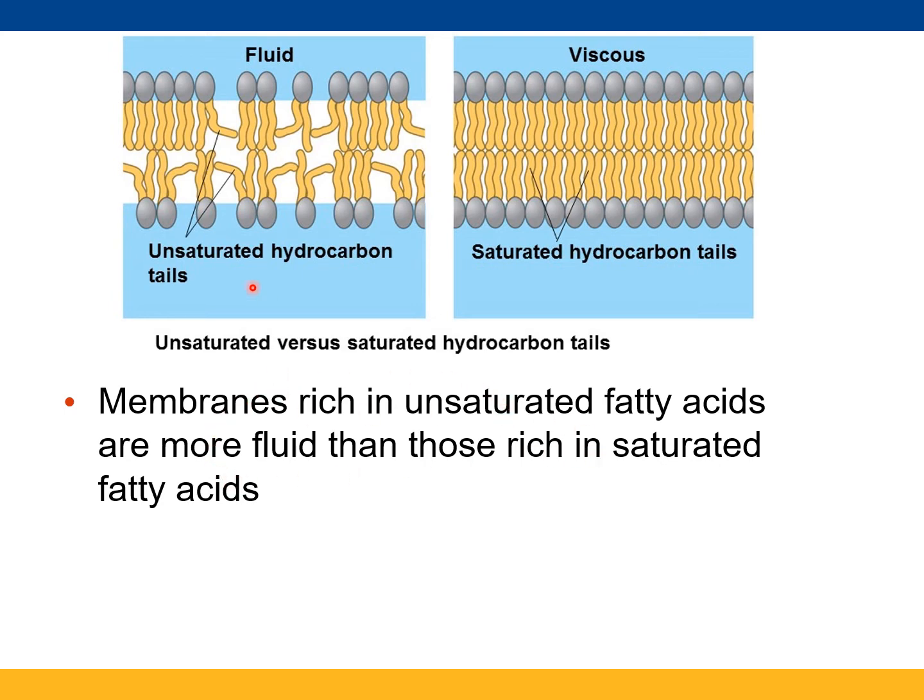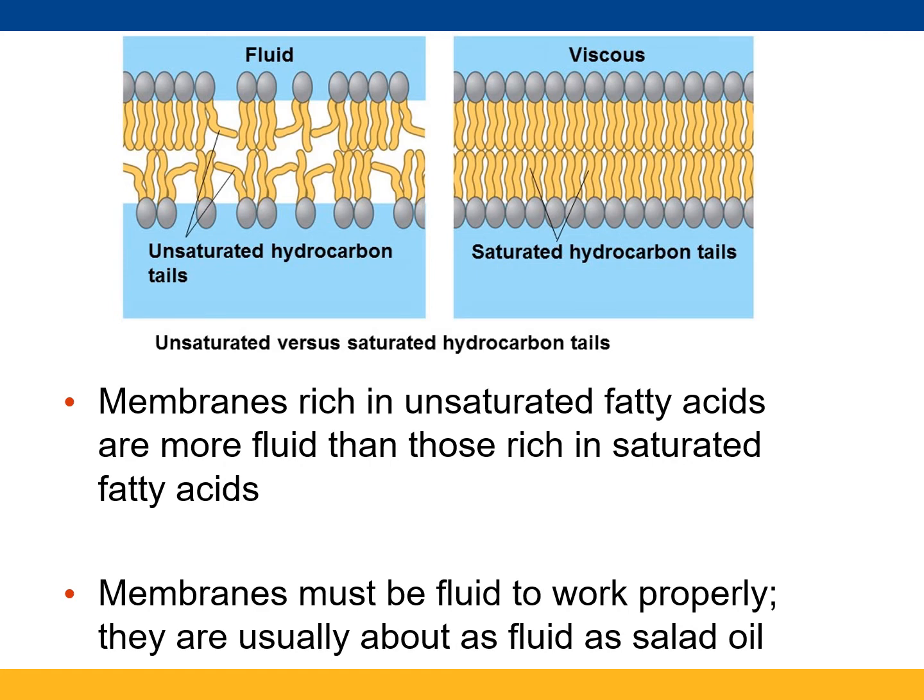Oftentimes we find these membranes rich in unsaturated fatty acids in organisms that live in colder environments, like for instance salmon. Where you get those omega-3 fatty acids, that's because they live in colder environments. We also see them in plants too. But we have to have that right amount of viscosity. Too fluid, we don't have regulated interaction between the inside and the outside. Too viscous, and now we can't get anything inside and outside. So about as fluid as salad oil is the general rule of thumb.